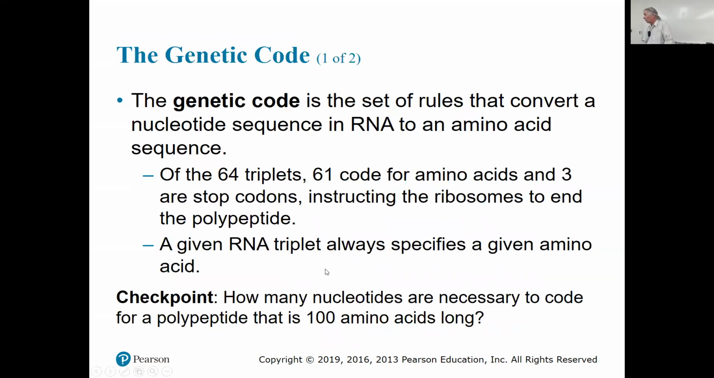That's what's called a redundant code. So the genetic code is a set of rules that converts a nucleotide sequence in RNA to an amino acid sequence. The triplet codes: 64, like I said, 4 to the 3rd power. 61 of them code for amino acids, and 3 are stop codons, instructing ribosomes to end the polypeptide.